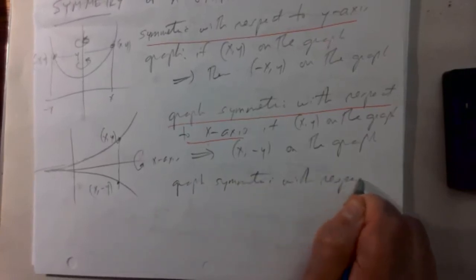So in terms of symmetry, here are two kinds of symmetry: symmetry with respect to the y-axis, and symmetry with respect to the x-axis. And there's a third kind of symmetry that we will talk about in this course, which is a graph symmetric with respect to the origin. That's the point 0, 0.